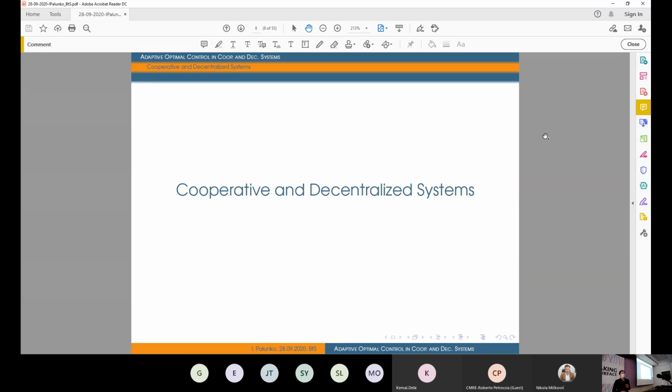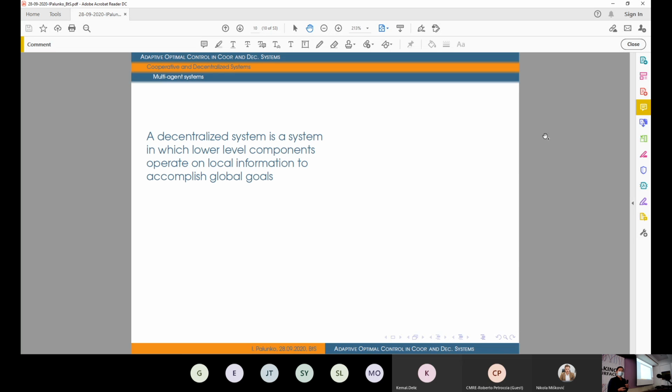So in general, cooperative decentralized systems. So if we... okay, I thought PDF would be easy.